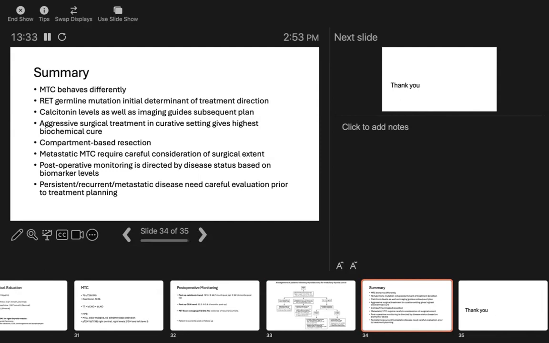Aggressive surgical treatment in the curative setting gives the highest chance for biochemical cure, and this must be planned so that, if necessary, compartment-based resection of lymph nodes is completed. Metastatic medullary thyroid carcinoma requires careful consideration regarding the surgical extent, and the options of other treatment post-operatively must be assessed with all the useful modalities, so that persistent, recurrent or metastatic disease does not, one, be left alone unchecked, or two, be treated with treatment that will not give benefit to the patient.